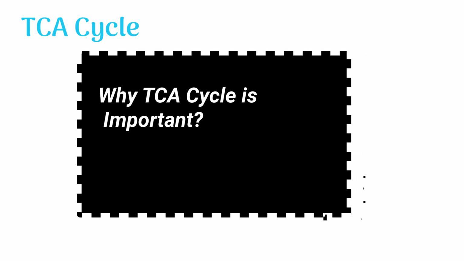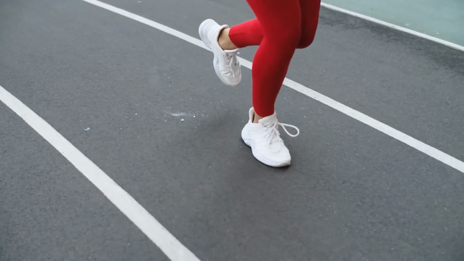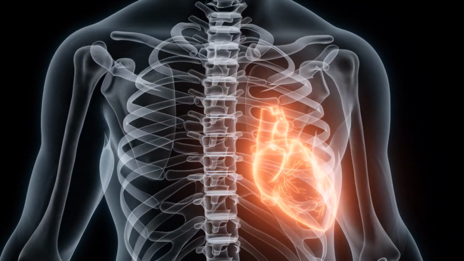Why TCA cycle is important? TCA cycle supplies energy. This energy helps us do many things like it helps our muscles move when we run and jump. It empowers our brain to think and solve problems. It helps our heart beat steadily and keeps it strong.